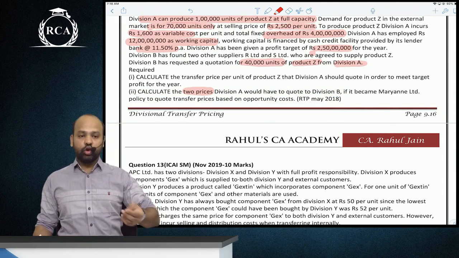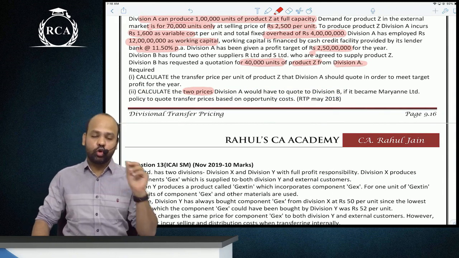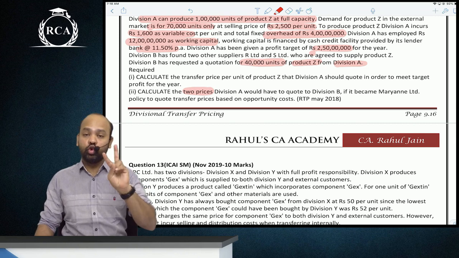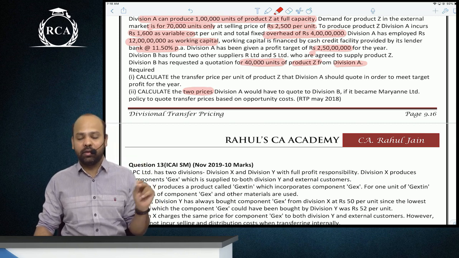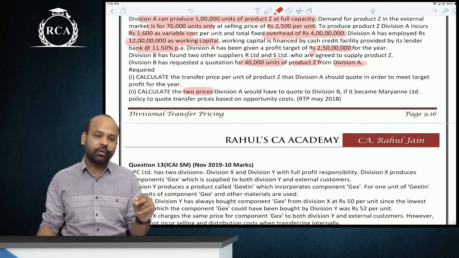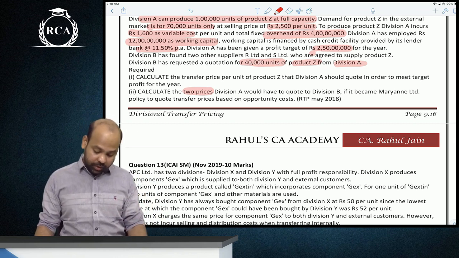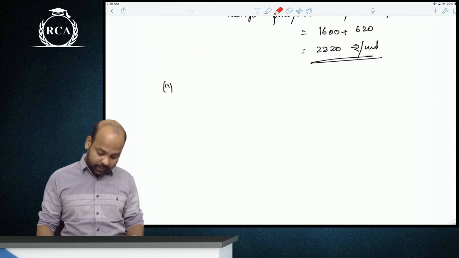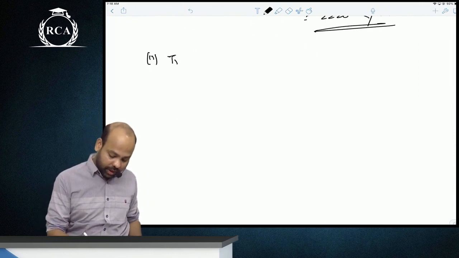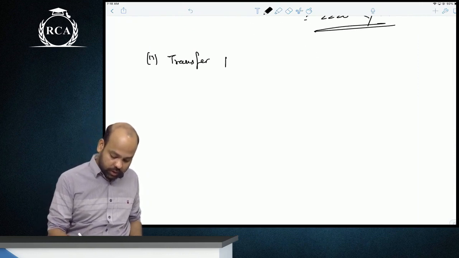Division A would have to quote two prices, so do not quote an average transfer price. Quote separately for transfers out of spare capacity and for transfers by reducing external sales. Do not quote an average price. What does the second bit say? Transfer pricing based on opportunity cost. Listen once.